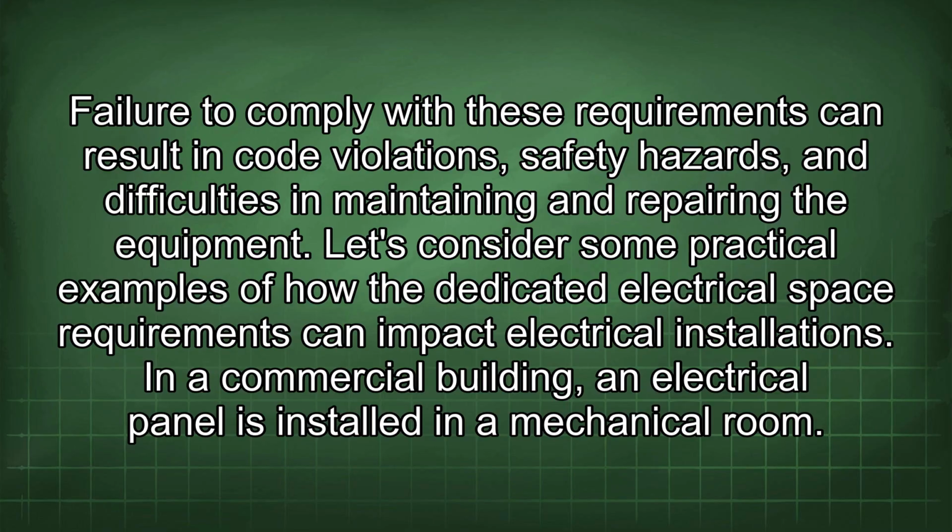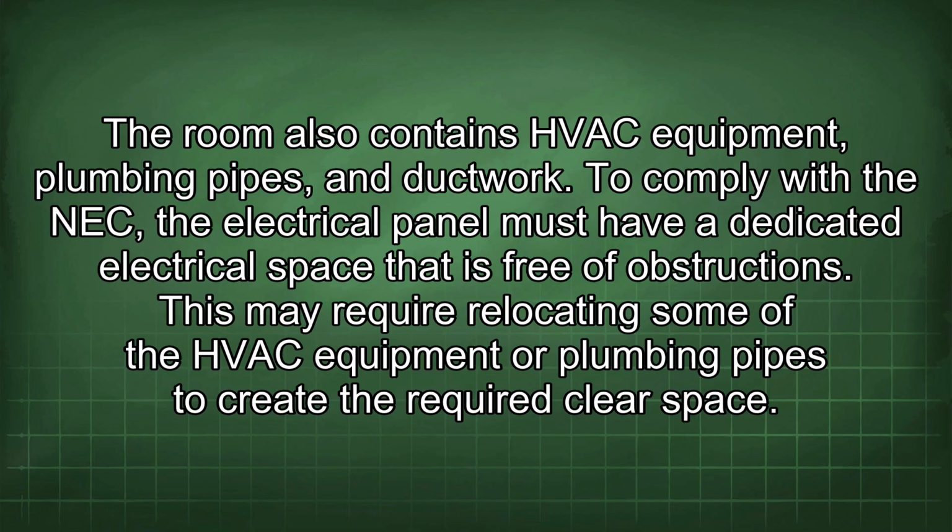In a commercial building, an electrical panel is installed in a mechanical room. The room also contains HVAC equipment, plumbing pipes, and ductwork. To comply with the NEC, the electrical panel must have a dedicated electrical space that is free of obstructions. This may require relocating some of the HVAC equipment or plumbing pipes to create the required clear space.